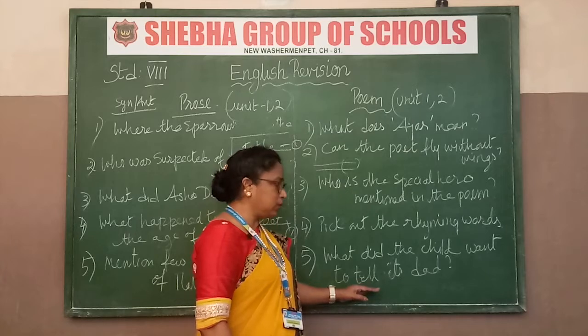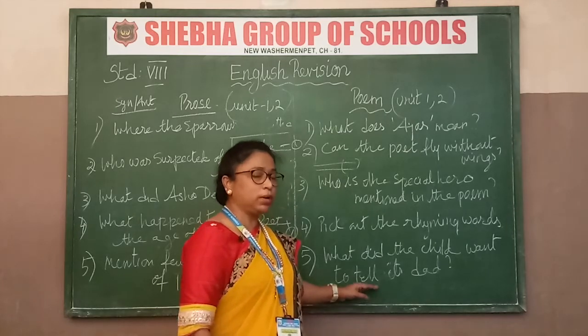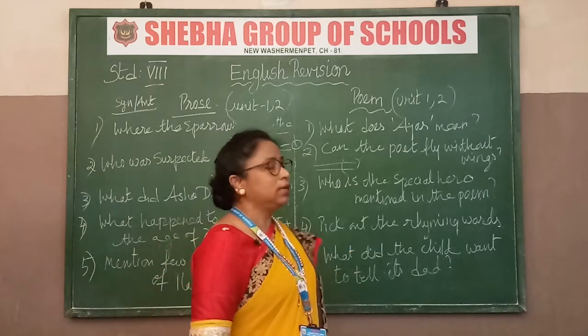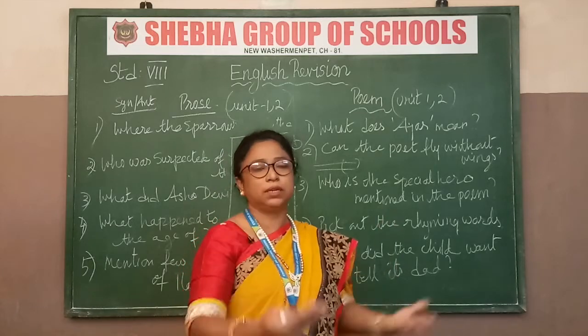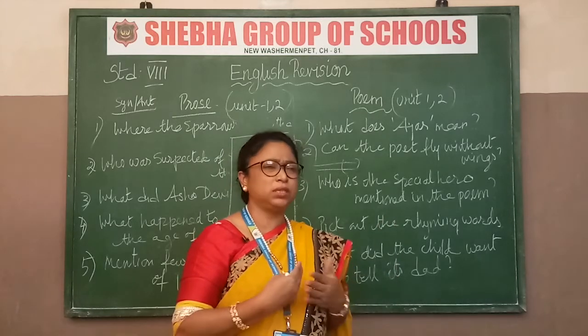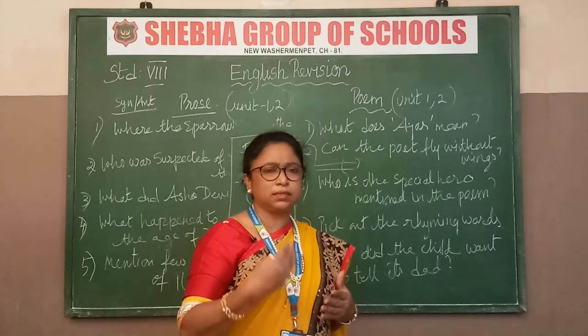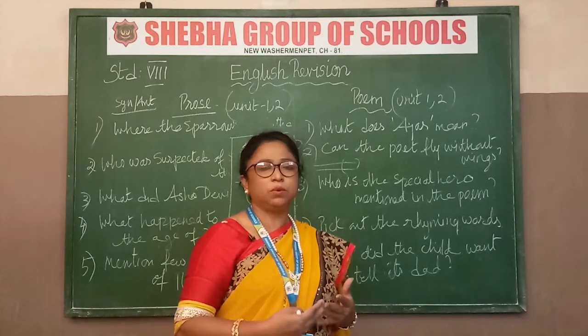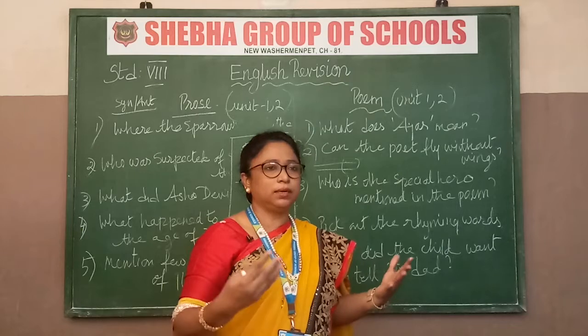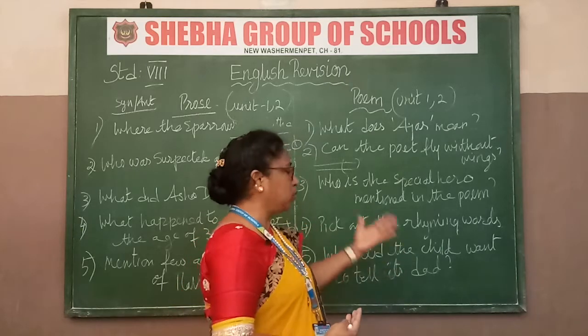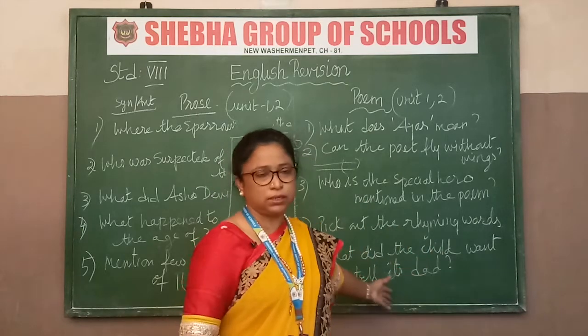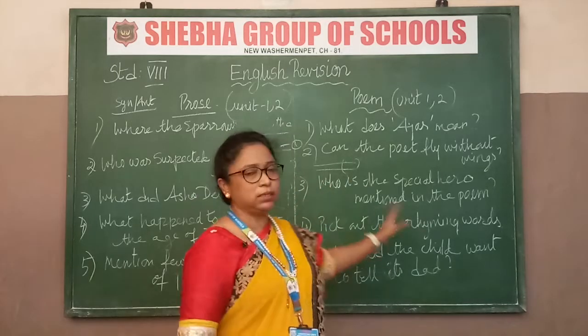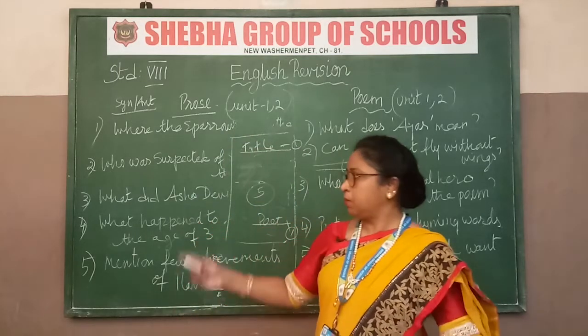And next is, what did the child want to tell its dad? What does the child want to tell his dad? Say, Dad, you are my special hero. That's what the child wants to say. It's because the child likes dad so much that she wants to tell him openly and lovingly. She wants to say that, Dad, you are my special hero. So that's what it is. Okay. So you got this.